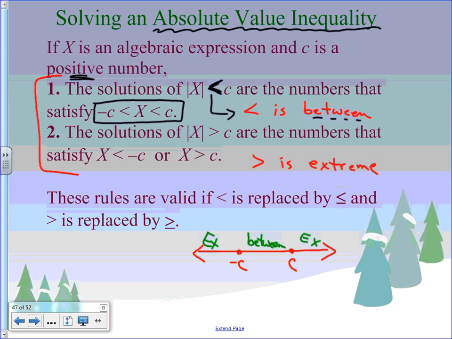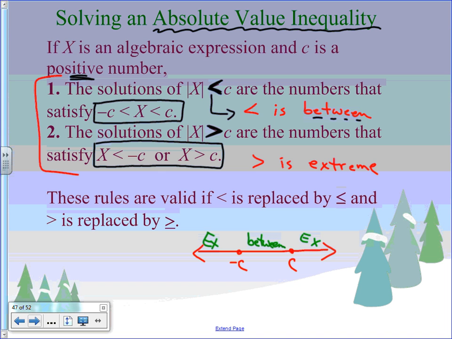Number 2, the solution of the absolute value of x is greater than c are the numbers that satisfy these two things: x is less than negative c or x is greater than c. Now generally when I write it, I write the second one as the one on the left and the one on the right, and vice versa, because I start with the positive one and then I flip everything. You'll see it in a minute. So this is the greater than.